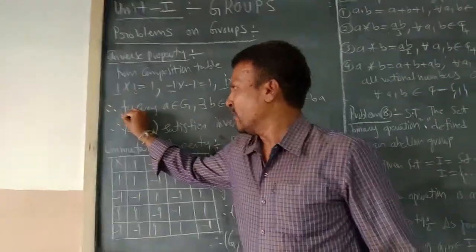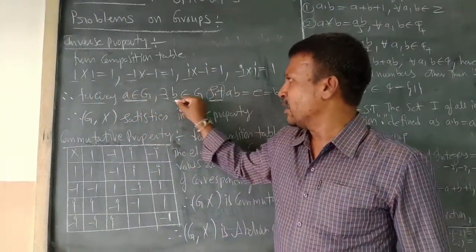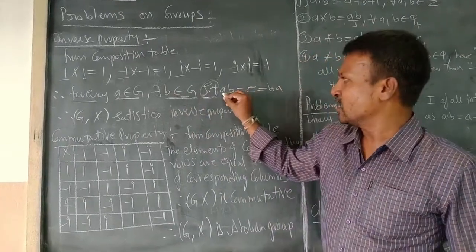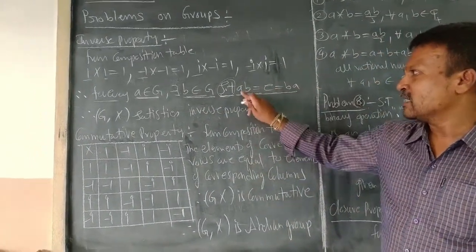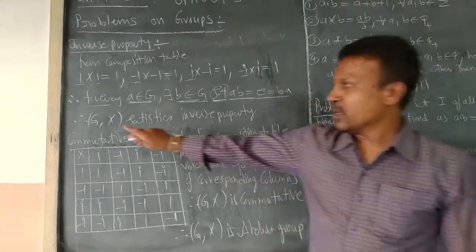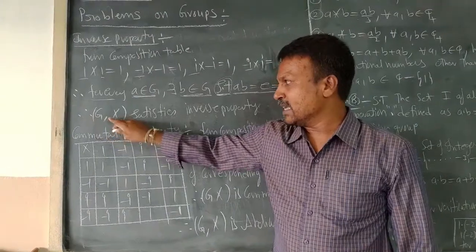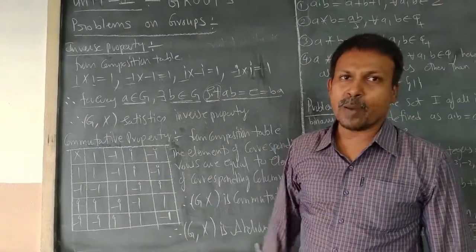Right. Therefore, here we write it as: for every a belonging to G, there is an element b belonging to G such that a into b is equal to b into a, equal to e. It is the standard representation of the inverse property. Therefore, we conclude that G comma into satisfies the inverse property. The next property is the commutative property.